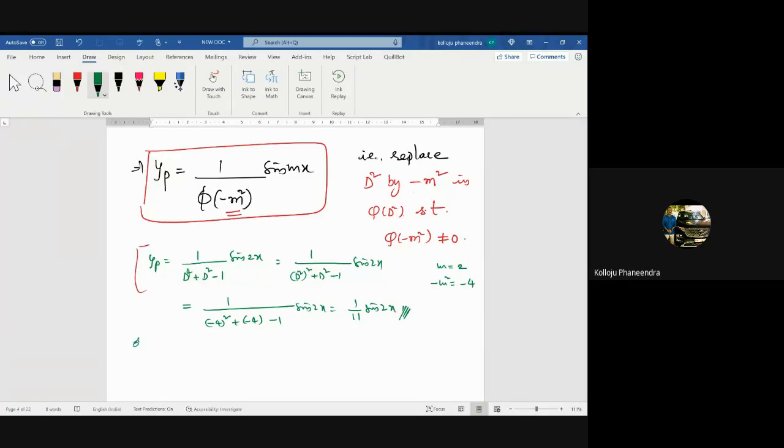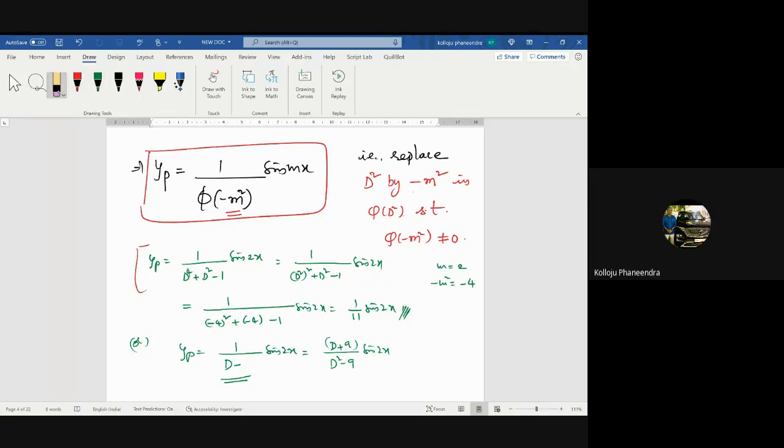For example, if yp is something like this: 1 by d minus 9 into sine 2x. Is f of d containing d square terms? No. So what I have to do? Get d square terms by rationalizing this: d plus 9 by d square minus 81 into sine 2x. Got it?